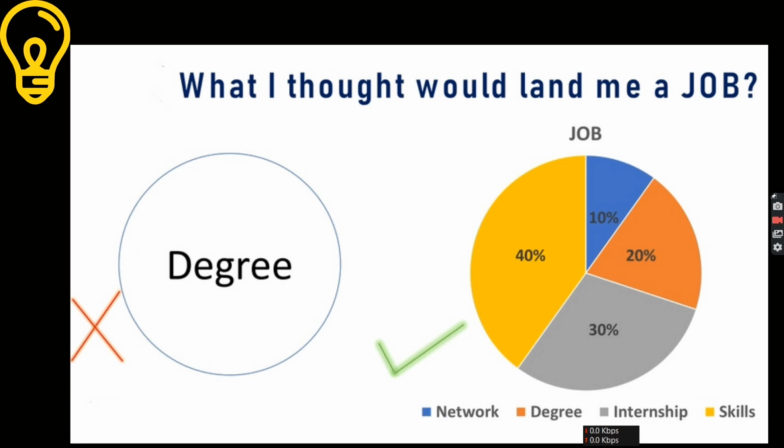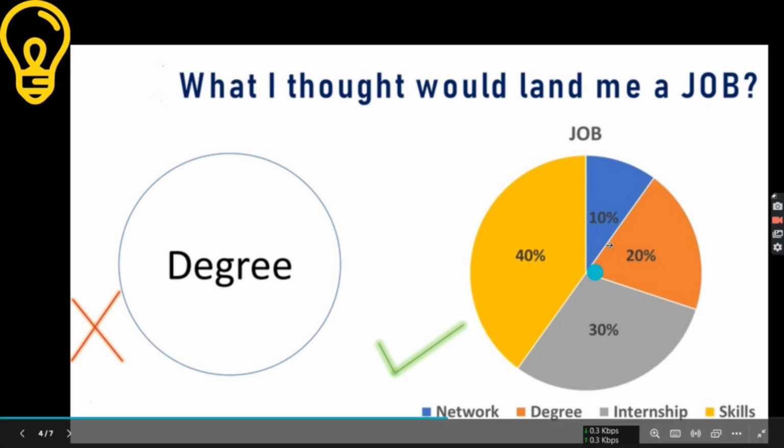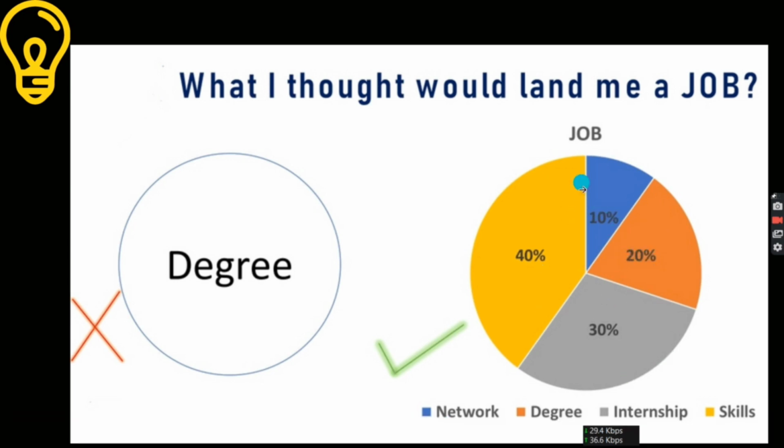Of course, what we thought would land us a job, in most cases, we thought a degree. But what exactly would land us a job? Most of the percentage here goes to skills, as you can see. Some goes to internships, some to the degree, and the other to the network. So the most profitable thing we need here is skills. For skills, firstly you get to know the basics of ML.